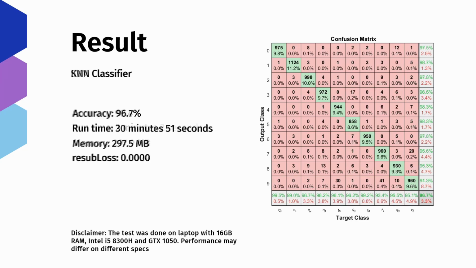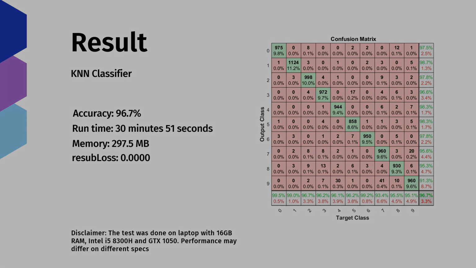Next is the KNN classifier, or K nearest neighbor. This classifier has a moderate accuracy among the three classifiers, which is 96.7%. However, the runtime of this classifier is too long, taking 30 minutes and 51 seconds to run the whole code. The memory of this classifier is not much different from the previous two classifiers, and the resubstitution loss is the best among the three, where there is no resubstitution loss at all. That's all for our result.